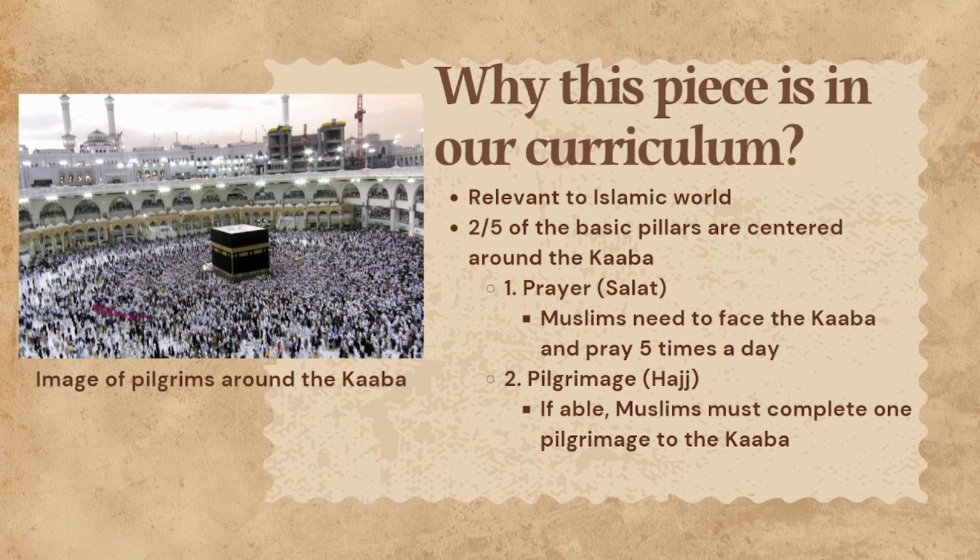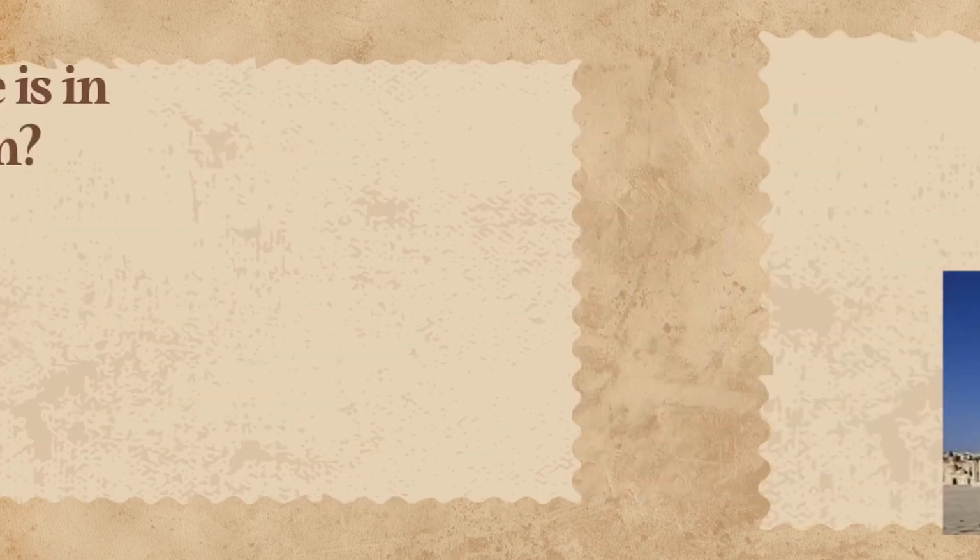Two of the five basic pillars of Islam are centered around this piece. These include prayer or salah and Hajj or pilgrimage. Every day, Muslims are obligated to face the Kaaba and pray 5 times a day. Also, if they can, they have to complete a pilgrimage to it at least once in their lives.